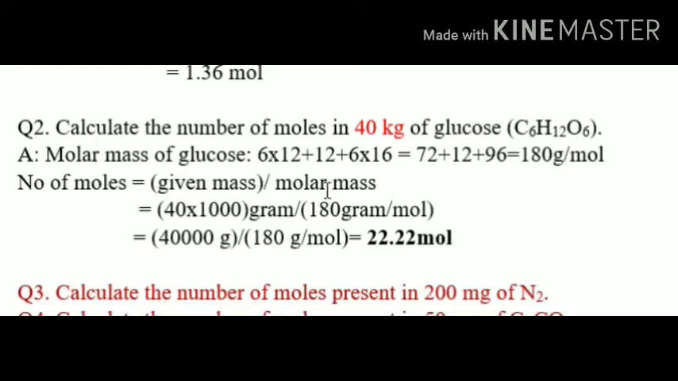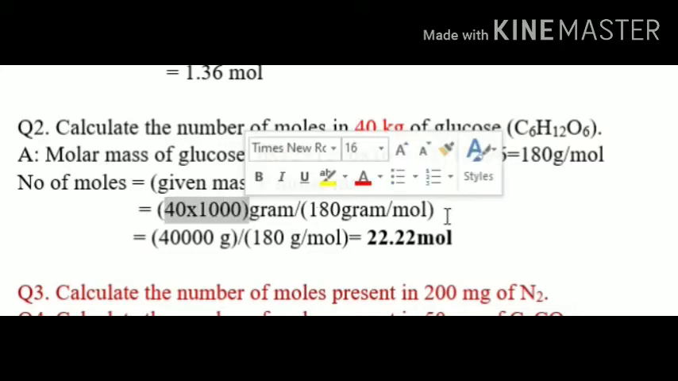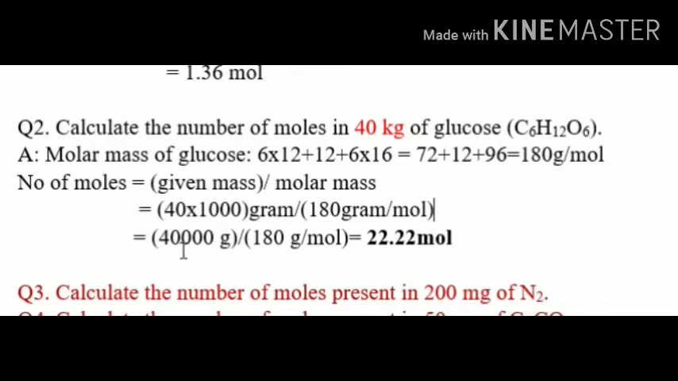So number of moles is given mass by molar mass. So what is given mass? 40 kg. But I need to have the given mass in gram. So 40 kg means 40 into 1000 gram divided by 180 gram per mole. So 40,000 by 180, I get 22.22. So here I had 40 kg and I have converted it into gram.